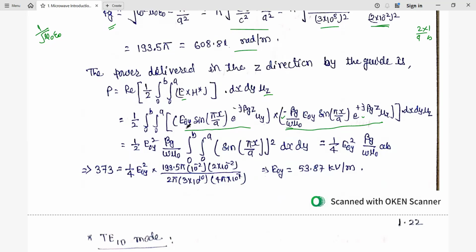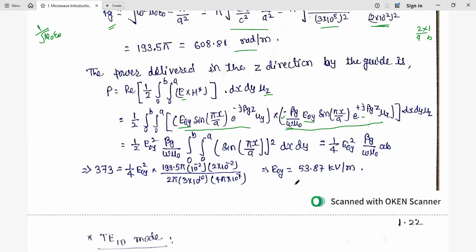What are the common terms we take out? E0y comes two times, so E0y squared is outside, and beta g by omega epsilon naught is taken outside. All this simplification is done here. Now if we substitute the value, after integration we get beta g by omega mu naught into AB, where AB is the dimension. Once you substitute the given values, we get E0y equal to 53.87 kilovolts per meter.